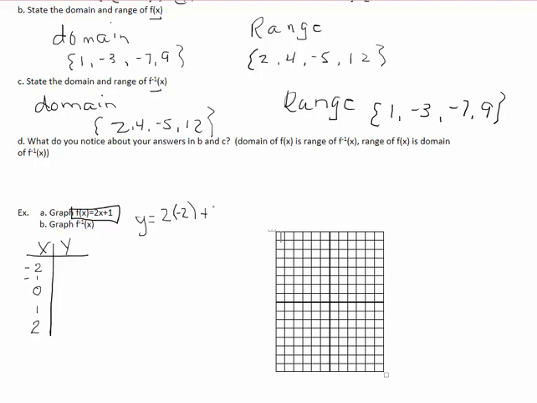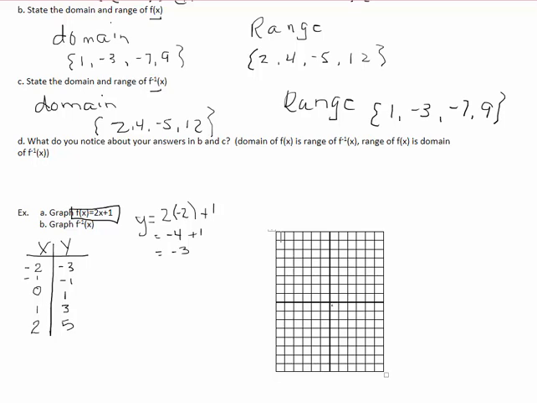2 times -2 plus 1. 2 times negative 2 is negative 4, plus 1 equals negative 3. So when x is negative 2, y is negative 3. When x is negative 1, y is negative 1. And then when x is 0, y is 1; when x is 1, y is 3; and when x is 2, y is 5. So now we need to plot these on our graph here.